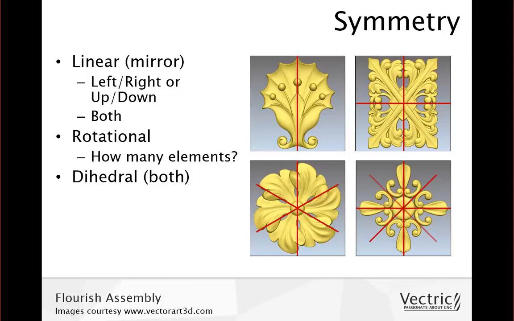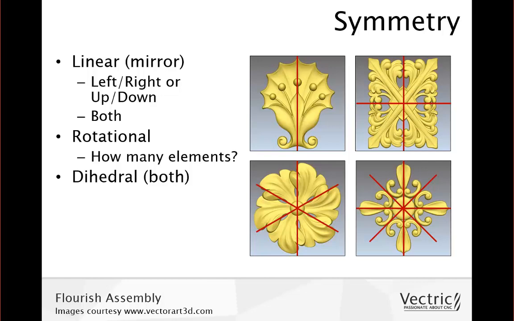Another type of symmetry is what's referred to as dihedral. So essentially this is where you've got both rotational symmetry and mirrored or linear symmetry. So the design you can see here has got rotational symmetry, but is also mirrored around the different lines you can see in the design there. And again, it's quite typical that the designs you may come across, particularly to fill a square or a circle, may have dihedral symmetry.